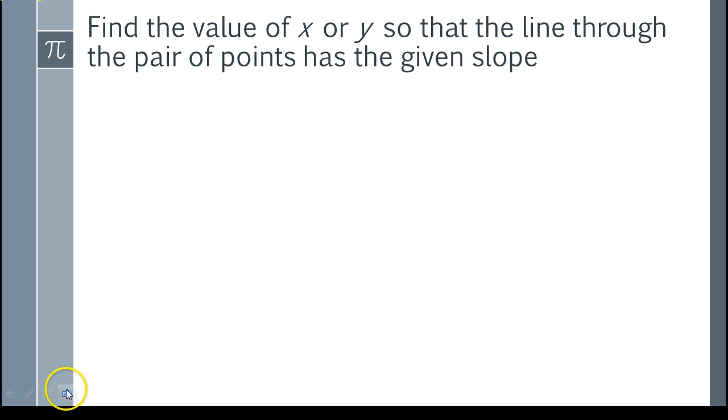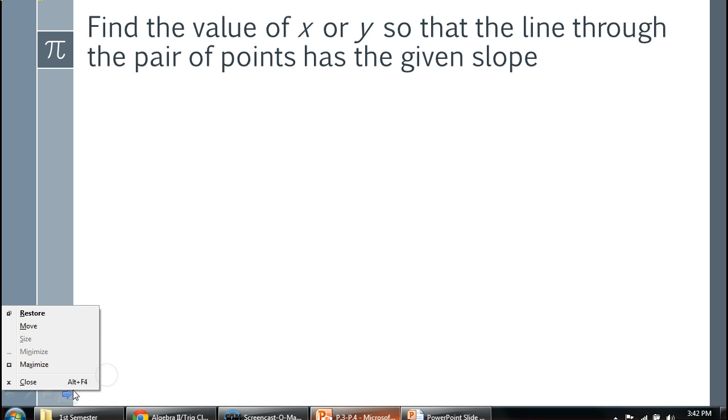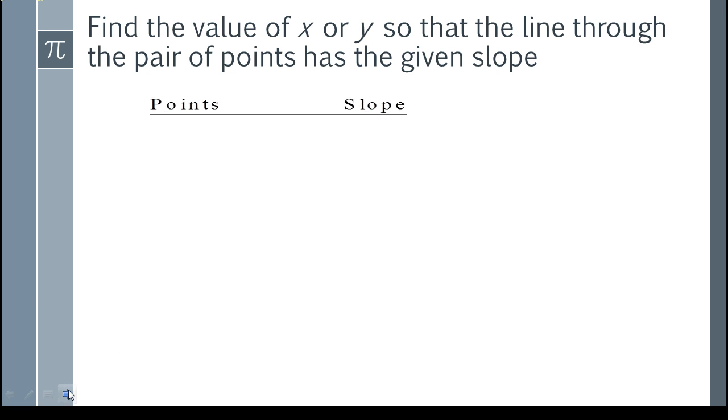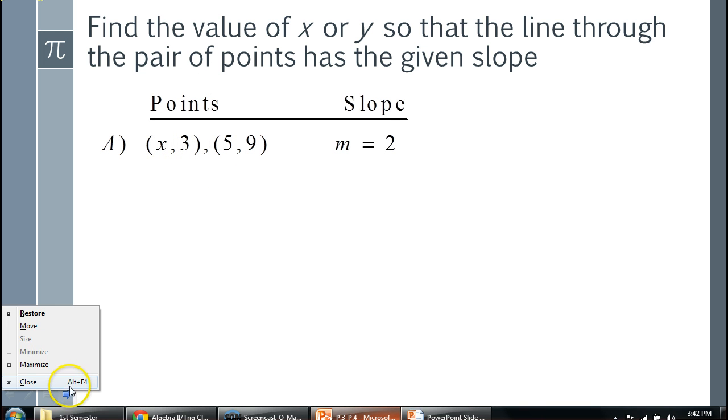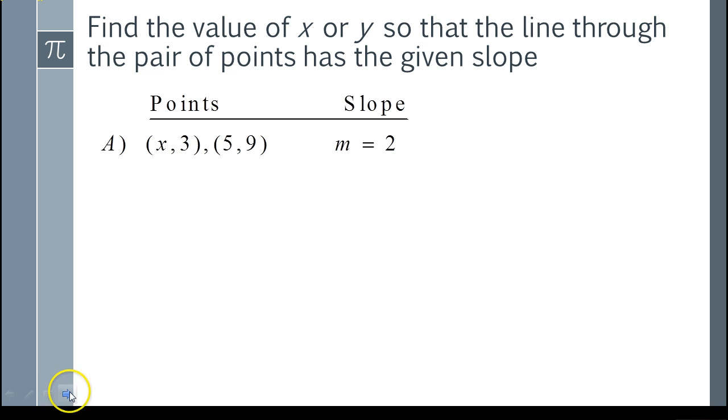The only other way they can really switch that up is by giving me a point and telling me what the slope is and asking me to find an x or y coordinate. It's the exact same stuff that we were doing before. The only difference is I'm going to know what my slope should be. So in this case, if I go to find my slope, I'm going to do 9 minus 3 over 5 minus x, and this time it has to make 2. I know that 9 minus 3 is 6.